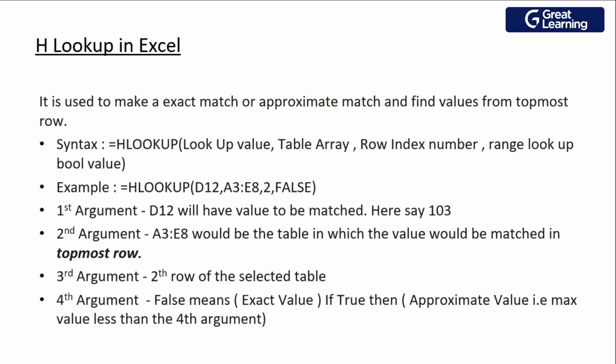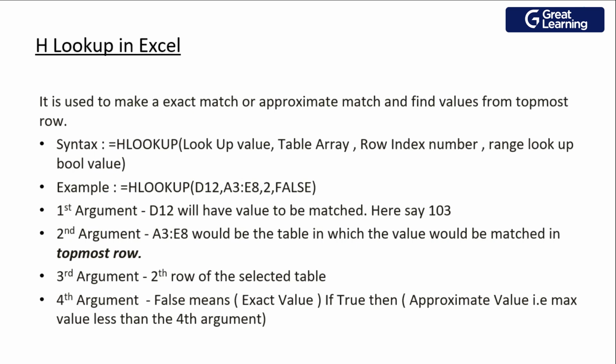Now you have to look for your fourth argument, which would be again a Boolean argument, that is true and false, depending on the exact value and the approximate value. If it is false, it will try to search for exact value. If it is true, it will try to search for approximate value. Everything is the same over here in HLOOKUP. The only difference is that it would check the topmost row and give you value according to the row number which you have specified.